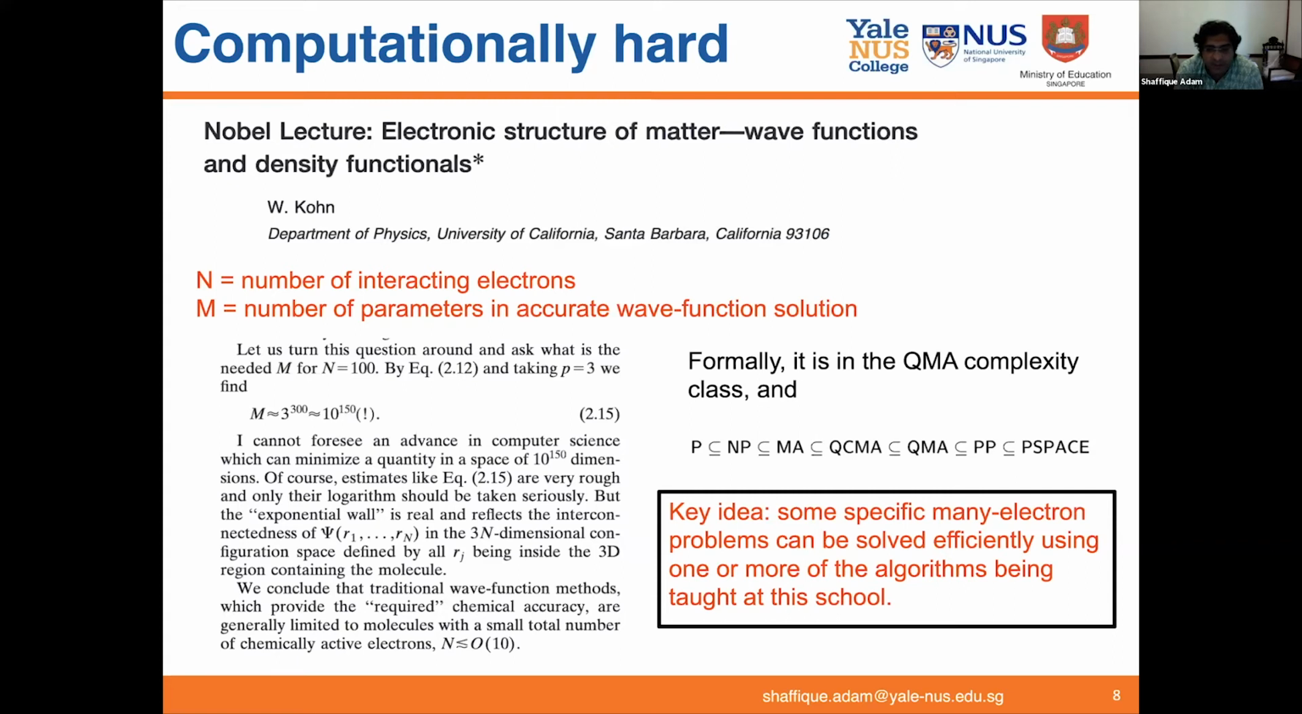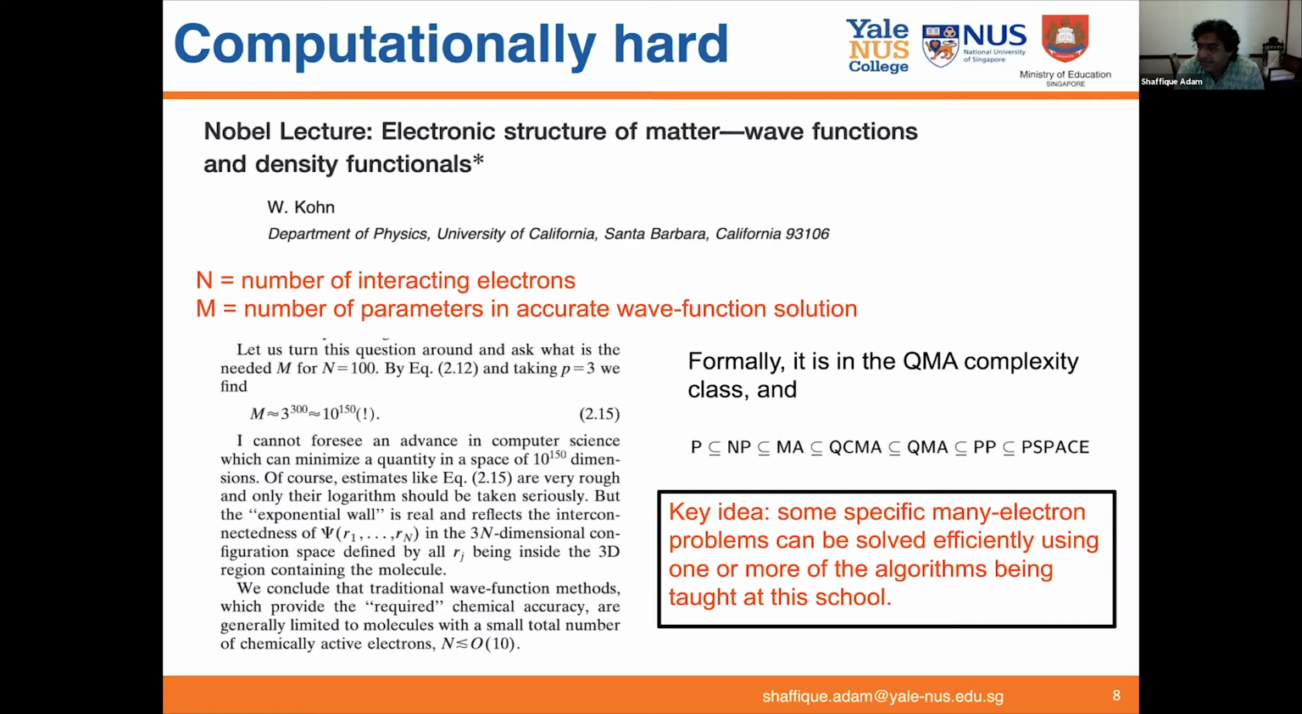But the key idea is that for some specific problems, you do have algorithms, and those are the algorithms that you're learning about in the school. I believe that Pinaki and others talked about quantum Monte Carlo yesterday. Marco talked about density functional theory today. For particular problems, there are efficient algorithms that allow you to solve the problem.